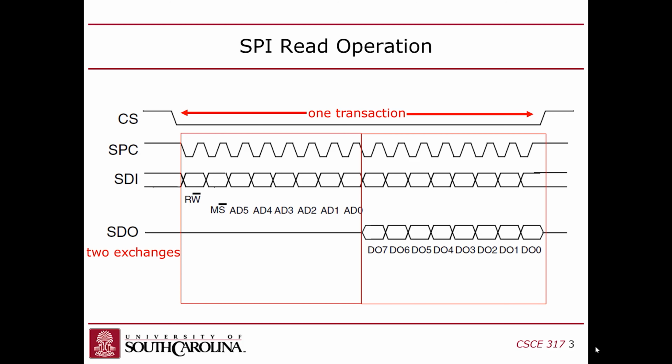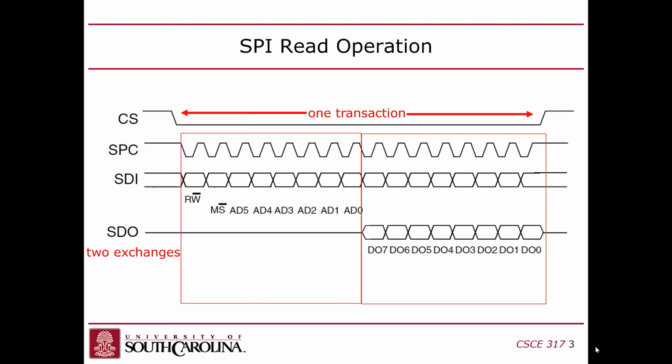How do we know that? Well, we only know that by counting the number of clock cycles that have elapsed during the transaction. In this case, there are 16 clock cycles, and we know that each exchange takes 8 cycles. So there were two exchanges that take place.